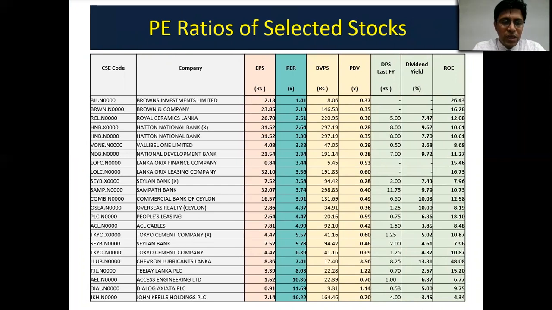In this table, you can see the PE ratios are sorted from the cheapest to the most expensive. The lower the PE ratio, the more attractive the company is.